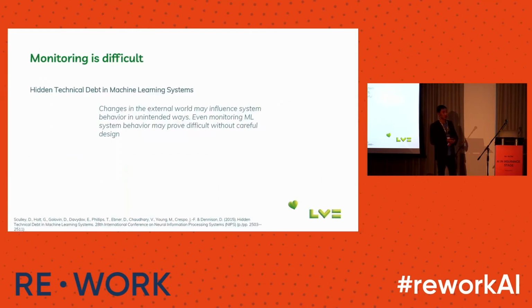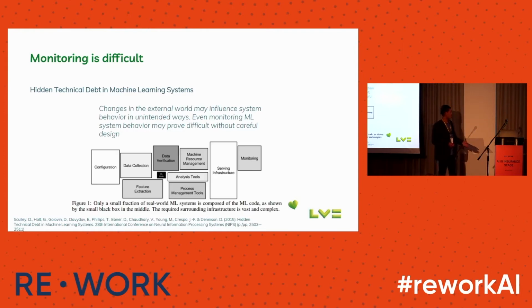So that brings us to, what should we do when we consider designing a monitoring framework? So I quite like the paper here by Google, the Hidden Technical Debt in Machine Learning. So here they say that changes in the external world may influence system behavior in unintended ways. Even monitoring ML system behavior may prove difficult without careful design. So, something that is very generic, right? That could work. In theory, it could work. It sounds good, but does that really work for your business? Or what are you trying to identify, and can you implement that?